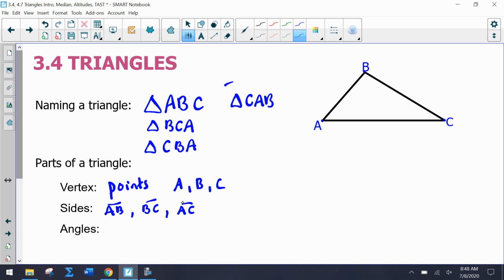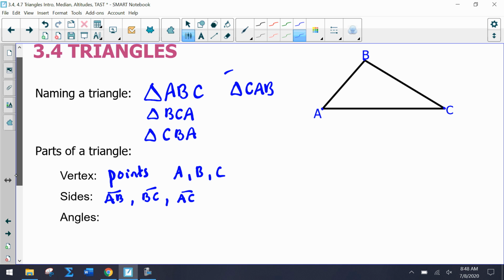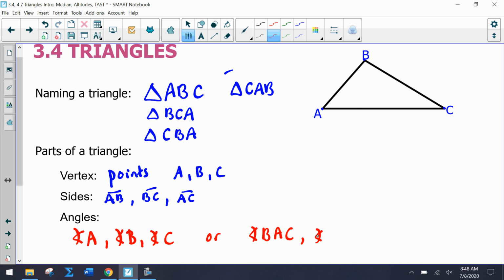And then we also have angles. So if there's nothing else happening in this diagram, we can actually just say angle A, angle B, and angle C, or if there are other things happening in the diagram, we can name it like we named angles in the last unit. So angle BAC, and then we can say angle ABC, and we can say angle BCA. Okay, so notice how we have the vertex in the middle when we're naming that angle.